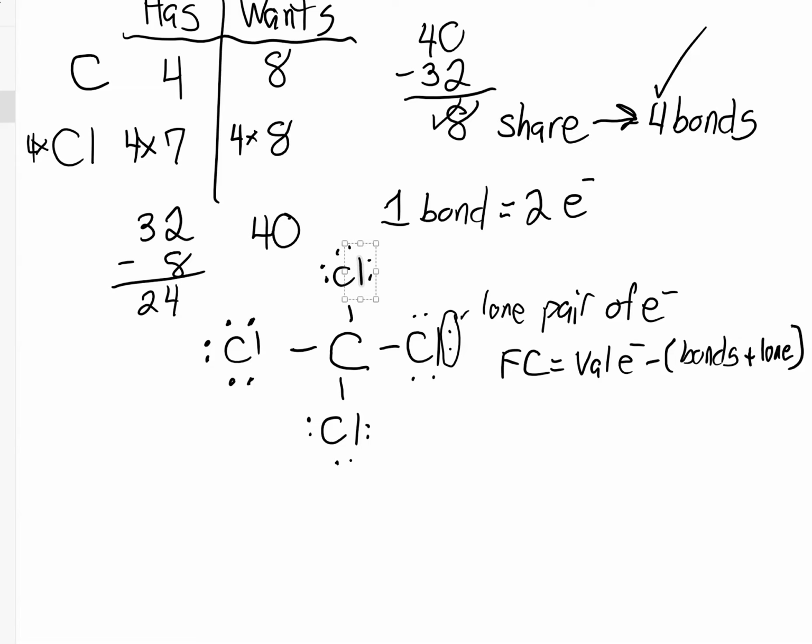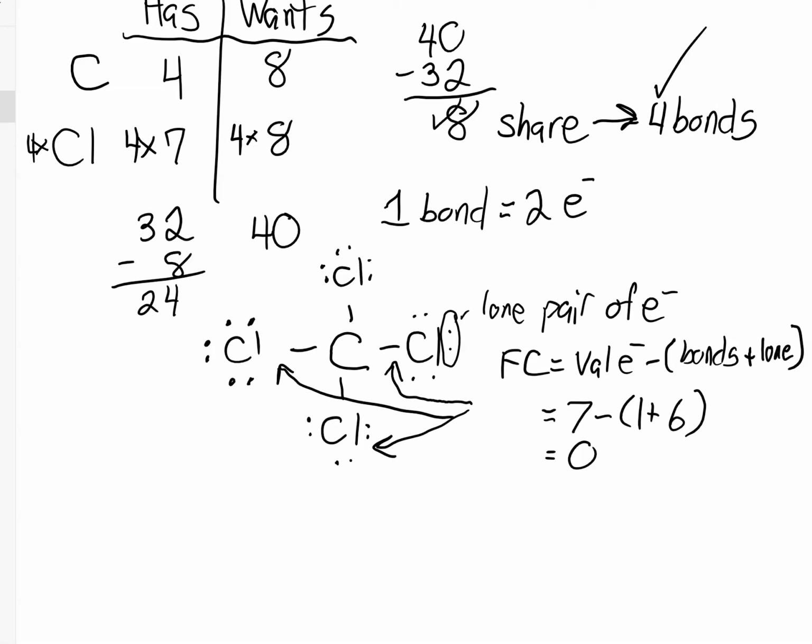All right, with chlorine, we know chlorine normally has 7 valence electrons. If I'm going to pick on this chlorine right here, I can see I've got 1 bond. I've got 1, 2, 3, 4, 5, 6 electrons in lone pairs, and 7 minus 1 plus 6 is equal to 0. So this chlorine has a formal charge of 0. In fact, all the chlorines here, since they're essentially identical, have a formal charge of 0, which is a good indication we've got the right Lewis structure.